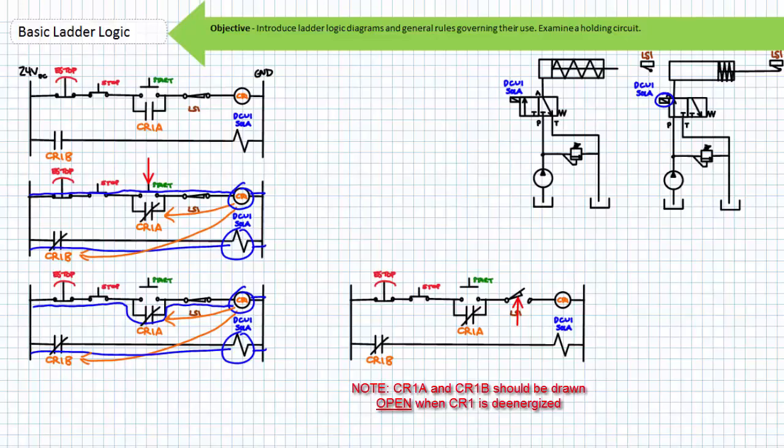I know this may seem new and foreign to you right now, but trust me, it'll get easier and easier with more and more exposure. Keep in mind at this point in your education, I'm not asking you to design an electrically controlled system, but rather all I'm asking you to do is to interpret existing ladder logic diagrams.